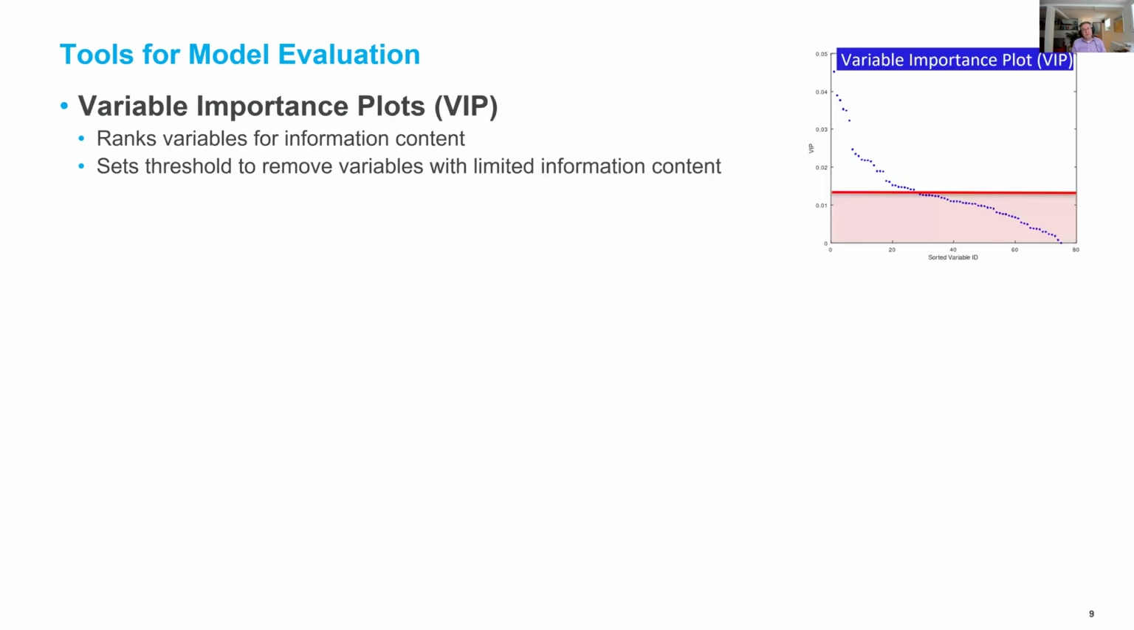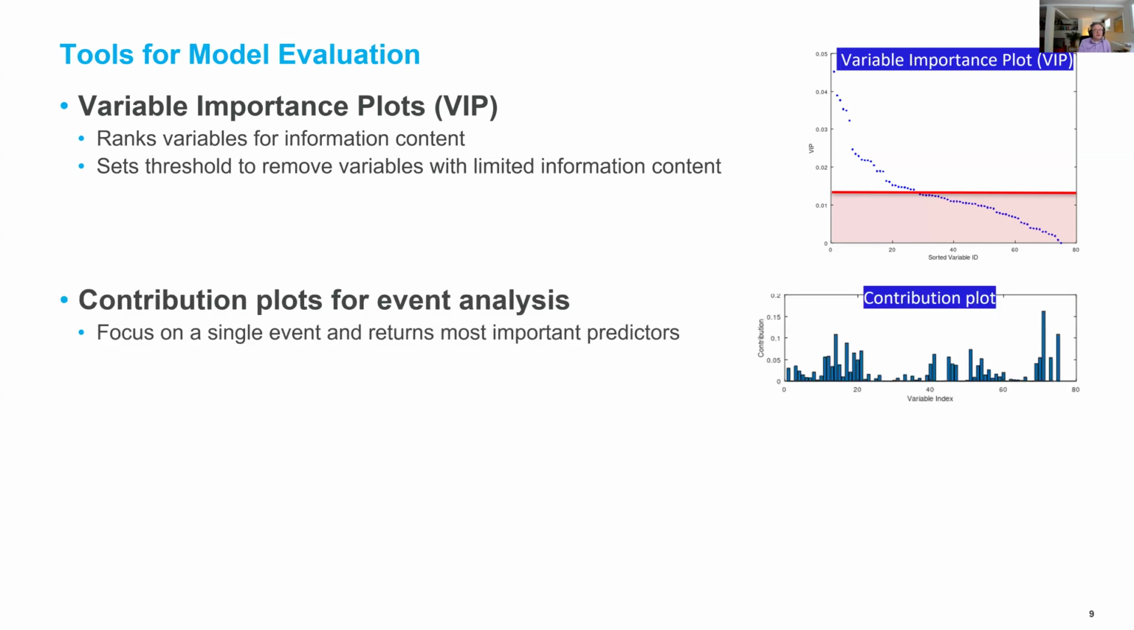Okay, so a couple more diagnostics. We use the variable importance plot on the right, and it ranks variables for information content. And we also use that to set a threshold to remove variables where the information content is limited. So that is increasing the robustness of the model if you focus on the key drivers.